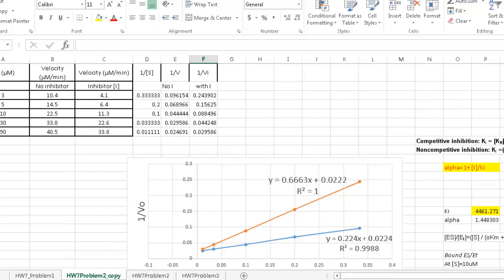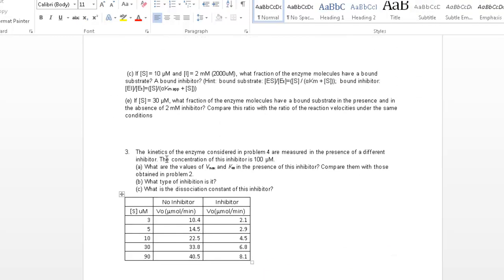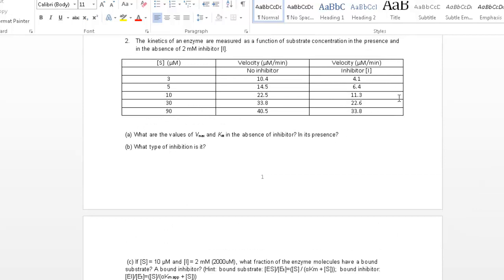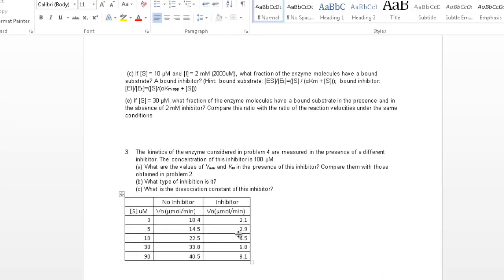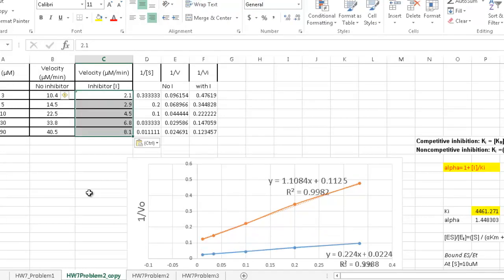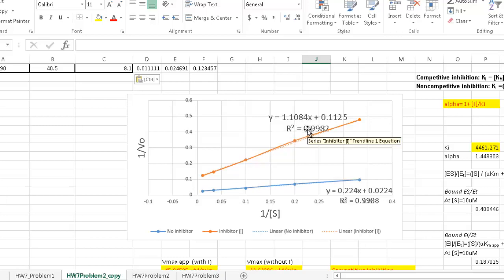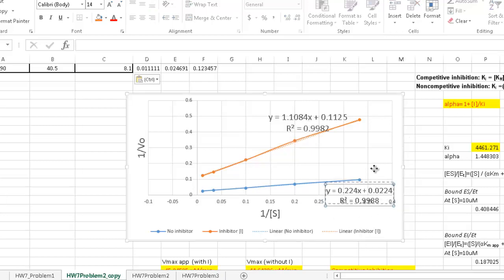So let's go here, and everything is the same between the data table in problem 3 and the data table in problem 2, other than the velocities. So if I can just copy and paste this array, copy, and let's go back here and plug it in right here, everything should correct itself, and everything has corrected itself. So now here's my new equation of the line.